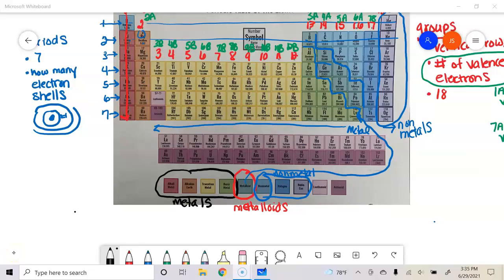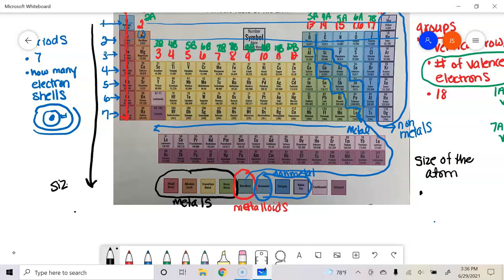There's one other important trend, or characteristic, you can tell about an element or an atom just by looking at the periodic table, and that is the size of the atom. Okay, so the size of an atom as you go down is going to increase. So size increases as you move down the periods.